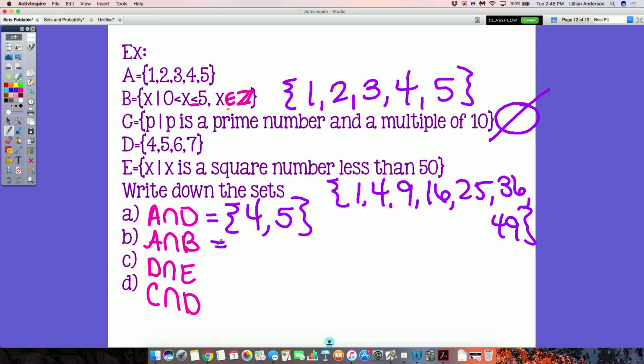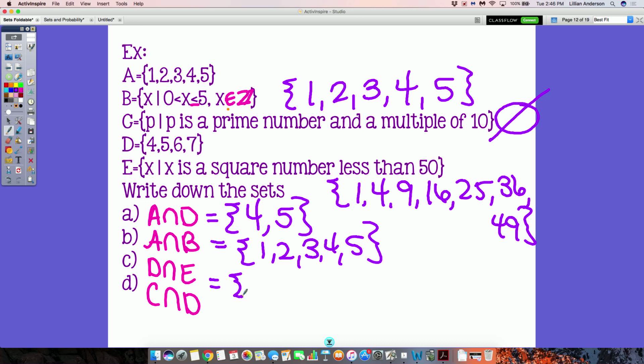What do A and B have in common? Where do A and B overlap? What's the intersection of A and B? 1, 2, 3, 4, 5. Questions on the first two? Let's look at this C. We're looking for the intersection between D and E.